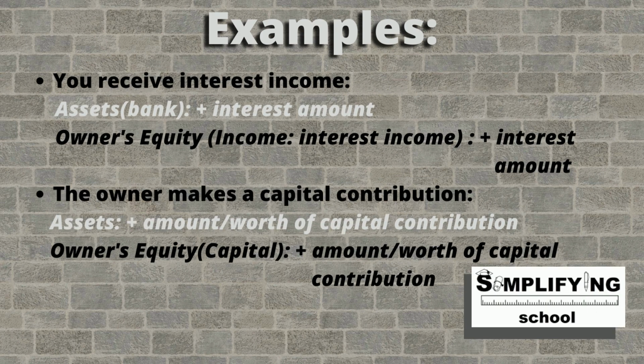If you receive interest income, it is an income, so the effect on the owner's equity would be positive by the interest amount. You could also think back to assets. What would happen with assets? Assets would increase because the amount of interest is coming into your bank account, and therefore it's a positive effect on assets. Then, if the owner makes a capital contribution, that could be either money or maybe land and buildings or a vehicle or some kind of equipment, that would make your assets more. It would also make your owner's equity more because it's a capital contribution.